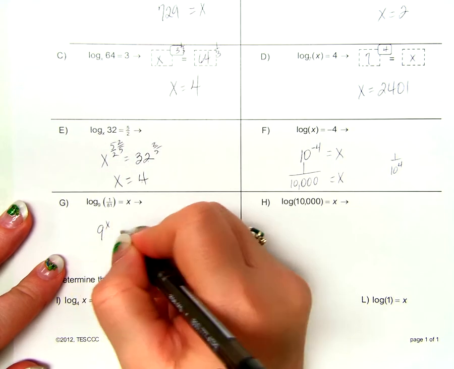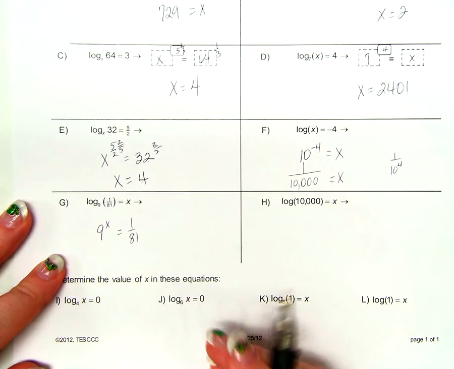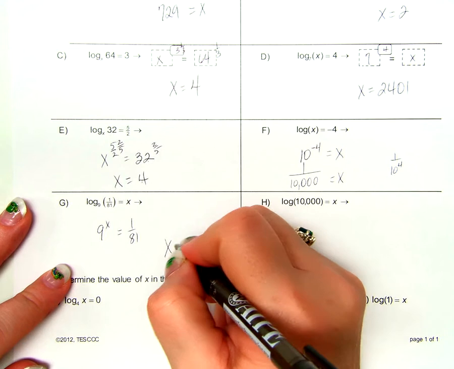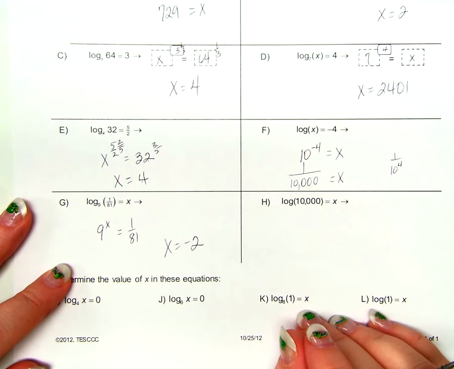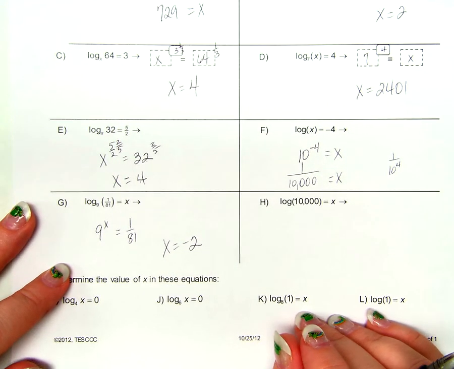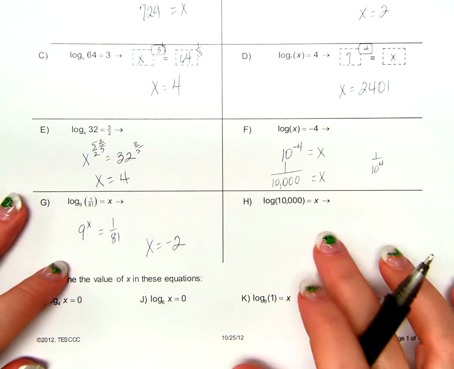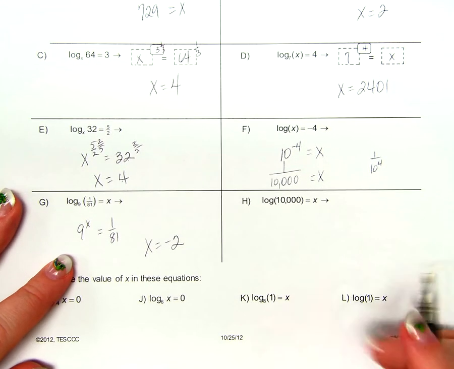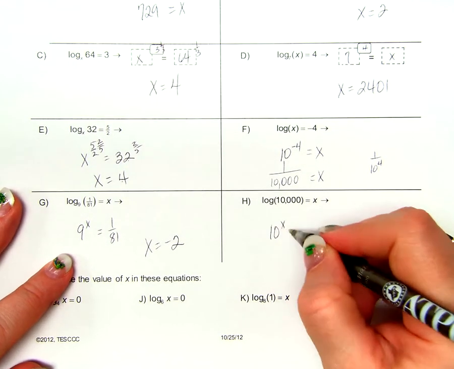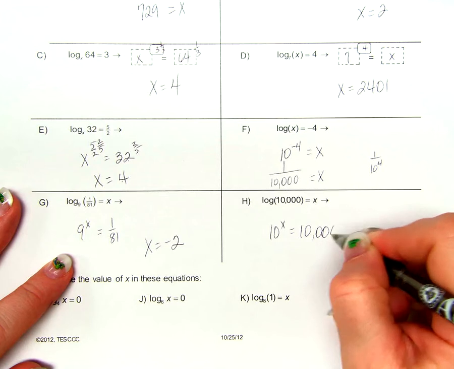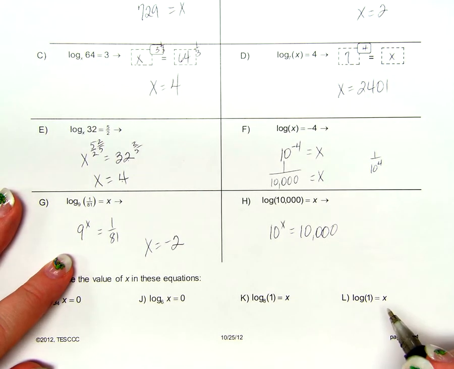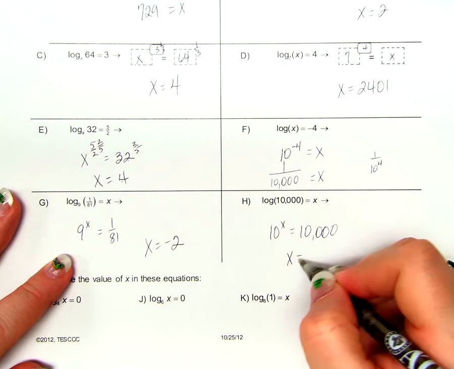9 to the x equals 1 over 81. How do you know x equals negative 2? Oh, we just got done with that lesson. Yay! What about h? 10 to the x equals 10,000. X equals 4.